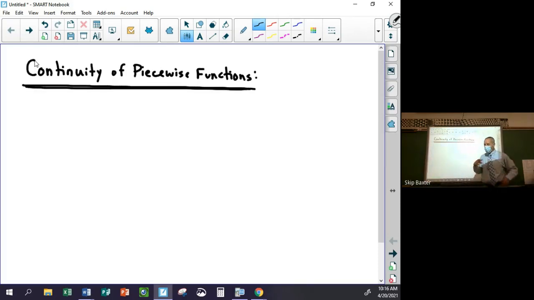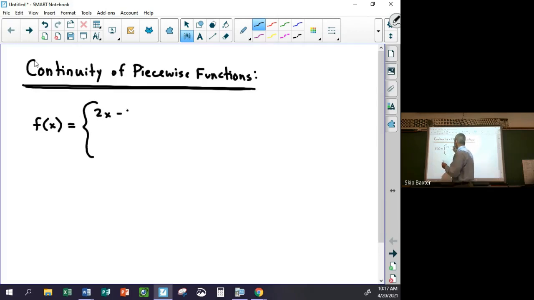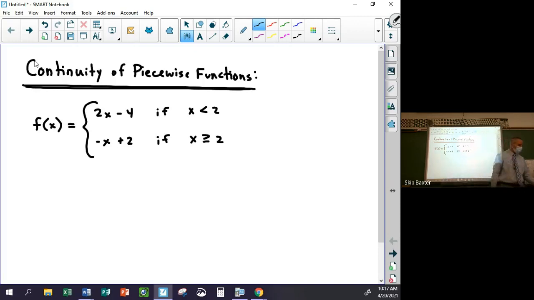So we kind of have all the parts of this. We just have to put it all together in one problem, right? So they're going to ask you for a particular piecewise function, is this a continuous function or not? That's the bottom line, right? So, for example, suppose they said something like f of x equals the piecewise function 2x minus 4 if x is less than 2, and negative x plus 2 if x is greater than or equal to 2. So they'll give you a piecewise function like this. And they'll say, is f of x continuous at x equals 2?